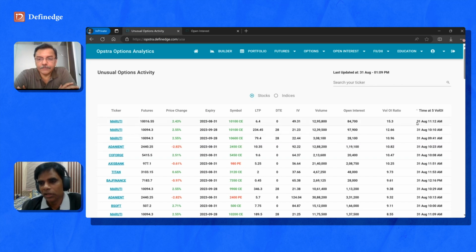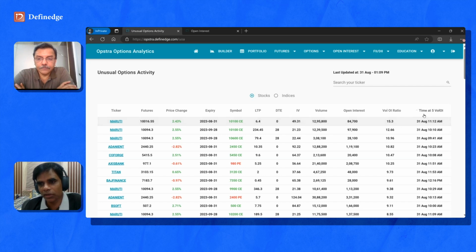And here we are also providing a time at which the volume is 5 times that of open interest. Whenever that crossover happens, we are marking that time so that we know where to look, like when this particular unusual options activity has happened. Because just by looking at this, without this time, you will not know when this has happened, right? So that's why we have kept that.